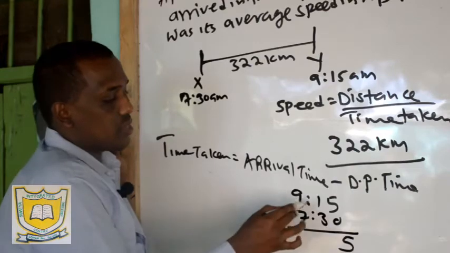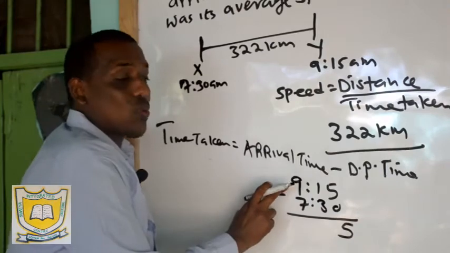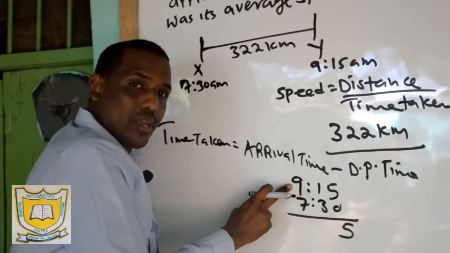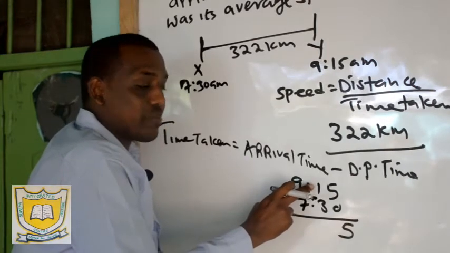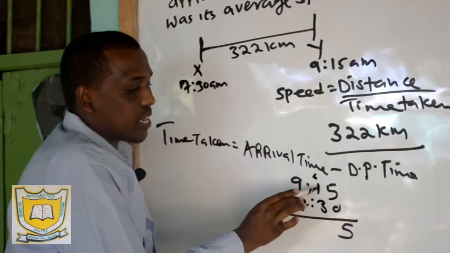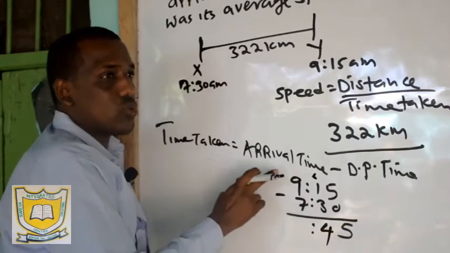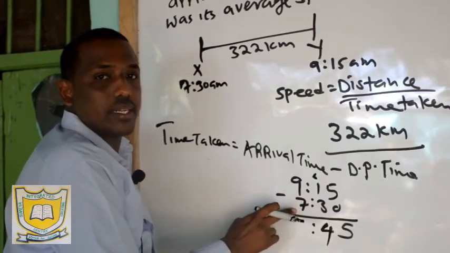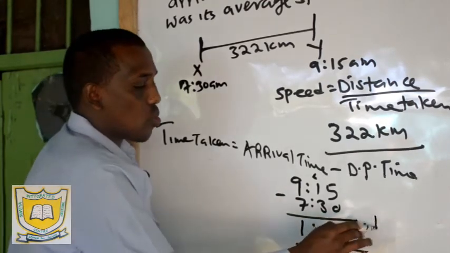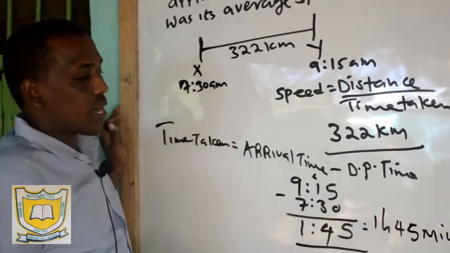5 minus 0 is 5. 1 minus 3 is impossible. We borrow 1 from 9, and that 1 is the same as 6 now. So 9 borrow 1 remains with 8, and that 1 is the same as 6. When you add 6 here, it becomes 6 plus 1, that is 7. 7 minus 3 is 4. Here remains 8. 8 minus 7 is 1. So the time taken is 1 hour and 45 minutes.